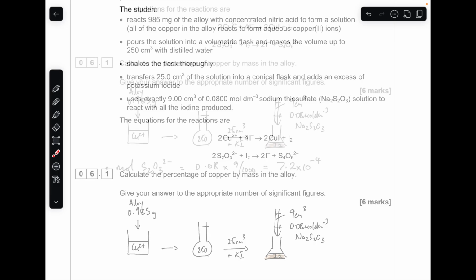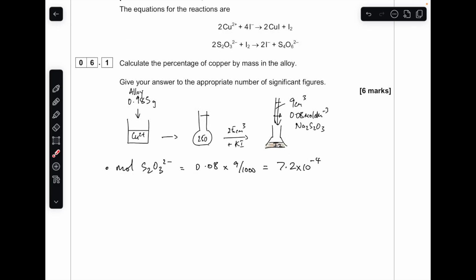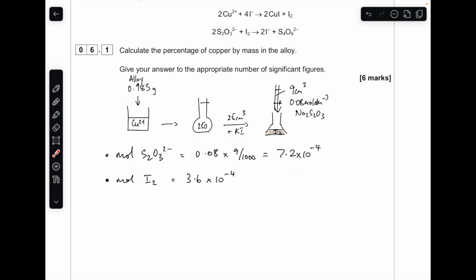decimetre cubed. Okay, so the first thing we're going to do is work out the moles of thiosulfate using the titration. So that's just concentration times volume, but remember the volume's got to be put into decimetres cubed, 7.2 times 10 to the minus 4. Next thing we'll do is we half that because of the 2-to-1 ratio between the thiosulfate and the iodine in the titration equation. So the moles of iodine that must have been present is going to be that there.